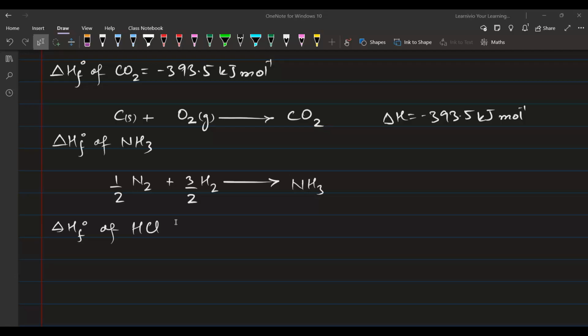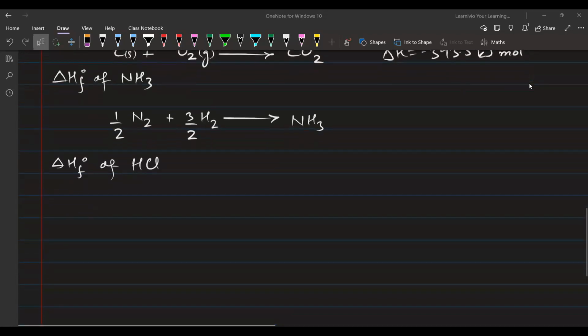2 moles. Make sense? Okay. Yes. So this is the thing we keep telling you again and again: what do you have to do? You have to make HCl. How much HCl? Only 1 mole.